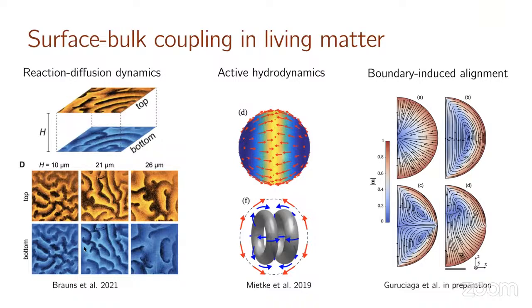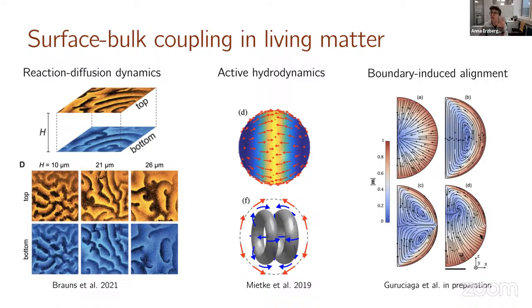This is a very famous reaction-diffusion system that controls patterns on the surface of bacteria. In this very nice paper, the authors studied this patterning, which relies on exchange of molecules between the bulk and the surface. They studied how the geometry of the bulk, the height of the domain, is a control parameter for different types of patterns that show up in the system. The middle example is a minimal model of a cell that undergoes spontaneous symmetry breaking and generates active hydrodynamic flows at its surface. These surface flows entrain the passive fluid in the bulk, and then we get these vortex structures on the inside.